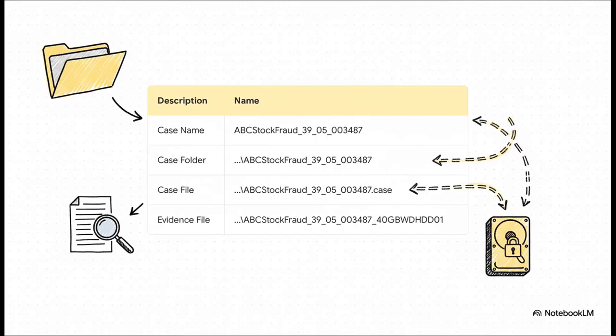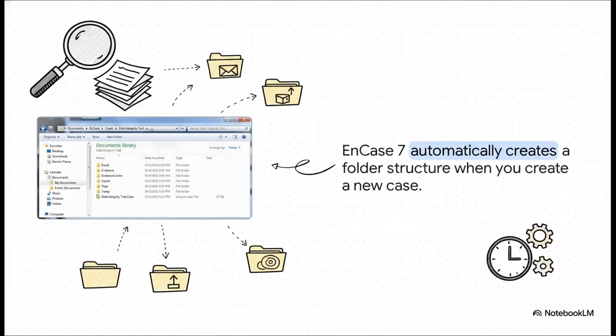And this is exactly how the pros do it. They use these super strict, consistent naming conventions. Just look at how the case name, ABC Stock Fraud, and its case number is part of the folder name, the case file name, and the evidence file name. It's brilliant, because if any one of these files ever gets separated, its name alone ties it right back to all its lost relatives. What's great is that EnCase is actually built to make you do this.